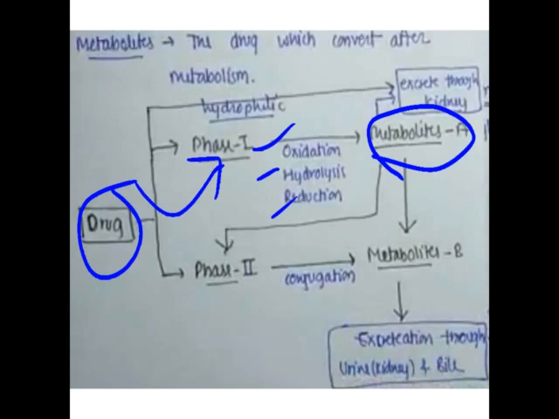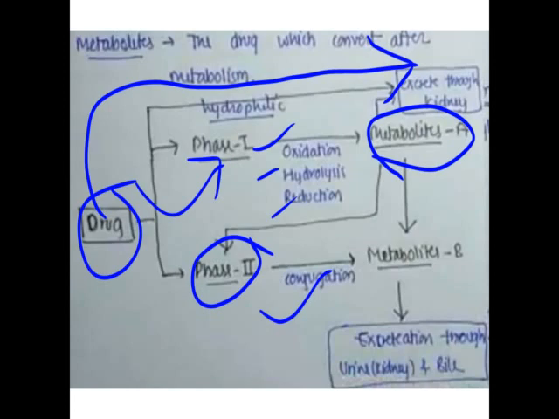Okay, there is a possibility that this drug can also undergo phase 2, that is the conjugation process. Suppose that product is metabolite B. So these are the different metabolites. What happens if the drug is hydrophilic? Suppose this is a hydrophilic drug, so it can directly enter the kidney through filtration. It can be easily eliminated from the body, so direct elimination takes place.